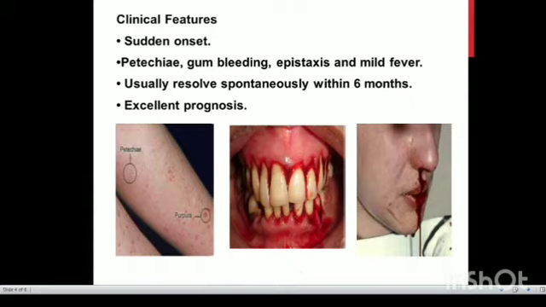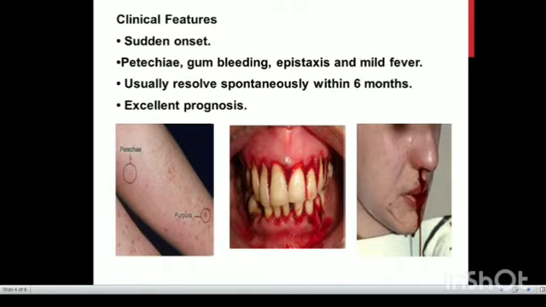So the onset of thrombocytopenia is abrupt or sudden with petechiae over the skin, gum bleeding, epistaxis, that is nose bleeding, and mild fever, which usually resolves spontaneously within 6 months. Steroid therapy is indicated only if thrombocytopenia is severe. Approximately 20% of the children, usually those without a viral prodrome, have persistent low platelet counts beyond 6 months, similar to that of chronic ITP.